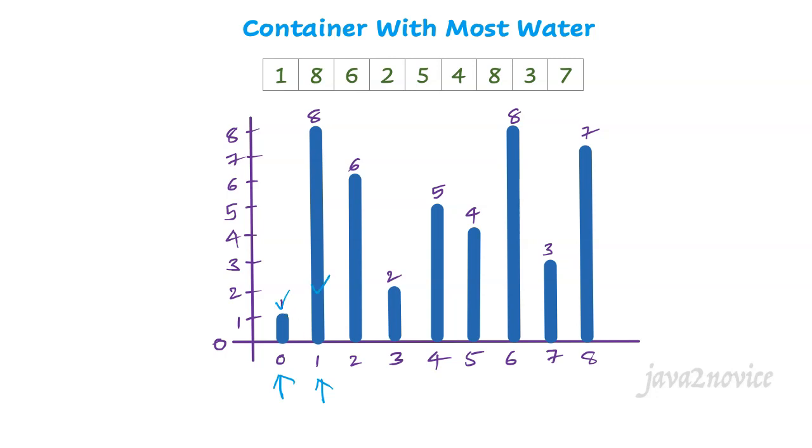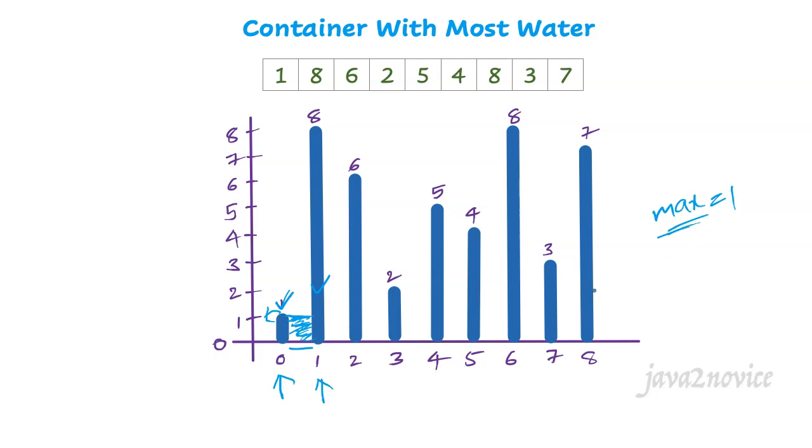We will fill water till here. Anything beyond this point is an overflow. We can consider the shortest line as the container height. No matter how big the other line is, we can only fill water till here, not beyond this point. Let's calculate the container area. Height is 1 multiplied by width, which is 1. 1 multiplied by 1 is 1. So the area is 1.